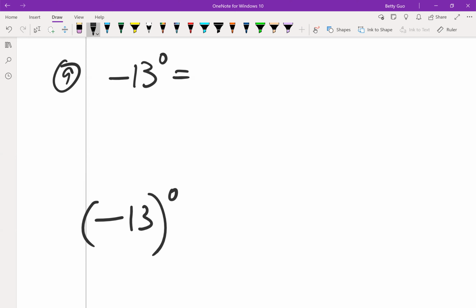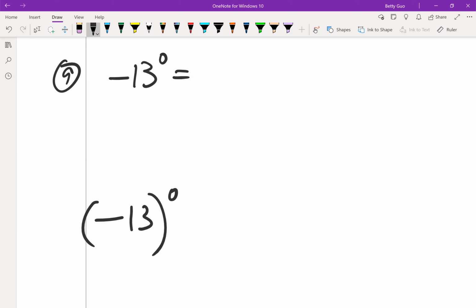If you see a power with an exponent of 0, look at the base. As long as the base is non-zero, you don't have to worry about the value of the base. It's 1, period. But this expression and the expression we are given are different, right? Do you see the difference? What's the base here? 13. The negative sign is not a part of the base, okay?